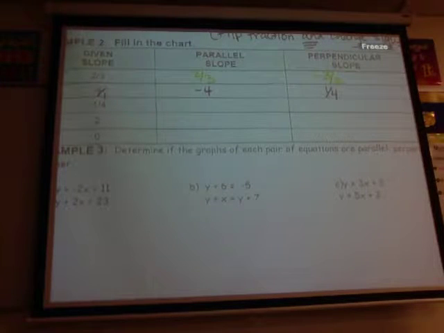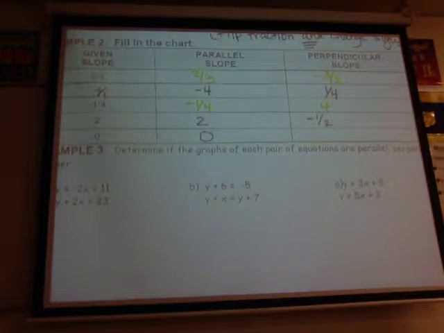Alright, so what is the parallel slope to -1/4? -1/4. What's the perpendicular slope to -1/4? 4/1, or just 4. What's the parallel slope to 2? 2/1, or 2. What's the perpendicular slope? Okay, what's the parallel slope to 0? 0. Alright, so that's where we're at so far.